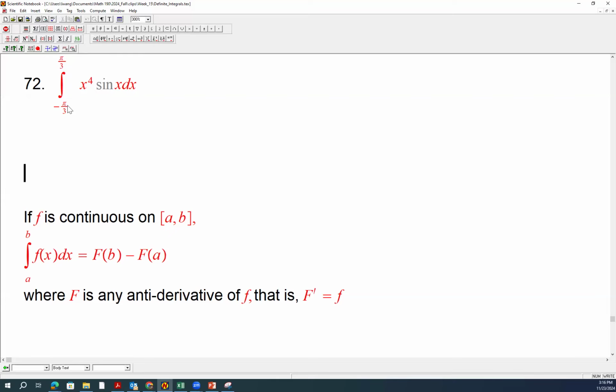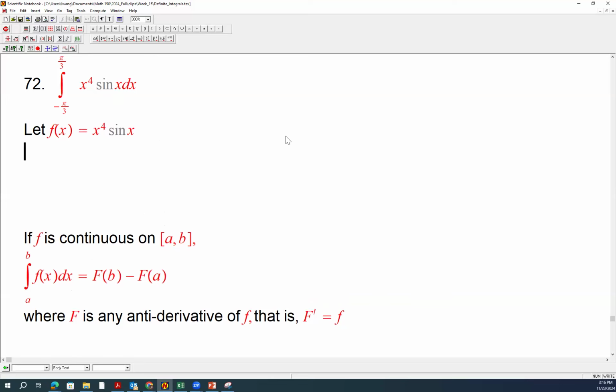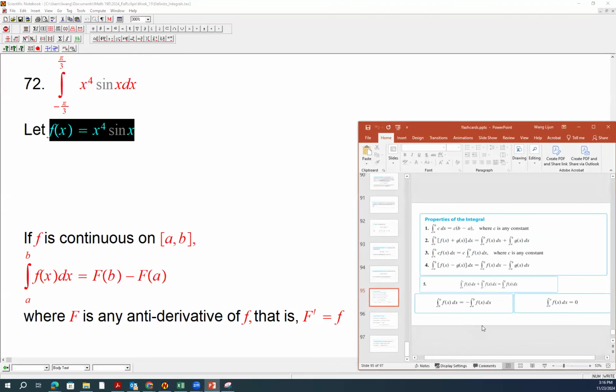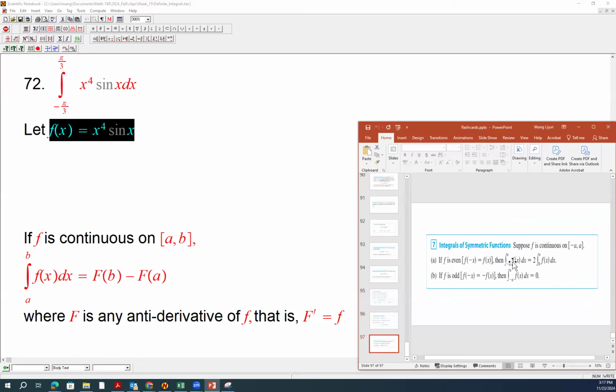But notice the interval is symmetrical about the origin, from negative pi over 3 to pi over 3. So you may think of whether this function is even or odd. Well, as a matter of fact, this function is odd. So you can say let f of x. Some of you probably already know the answer. Even and odd functions, why do we bring this up? We have these nice properties here.